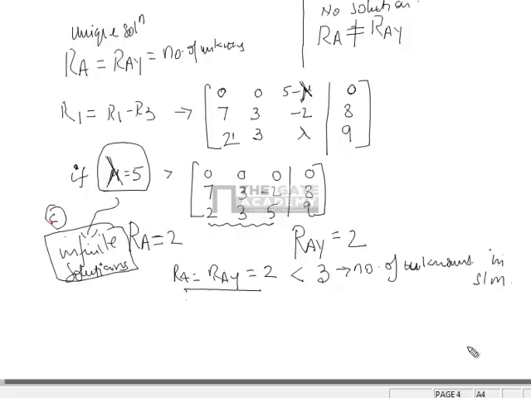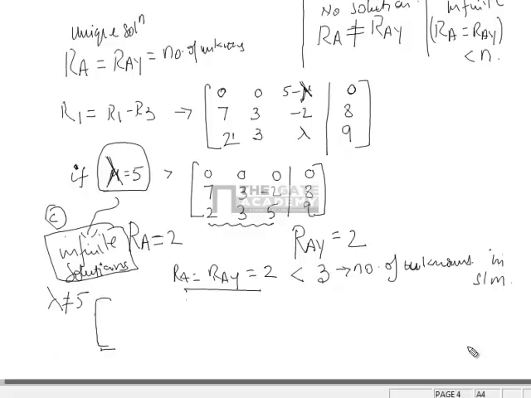Infinite solution means what? Rank of A equal to rank of AY, but this is less than the number of unknowns in the system. Correct. So I have found the condition on lambda. If lambda equal to 5, I will have this. If lambda not equal to 5, what would have happened?